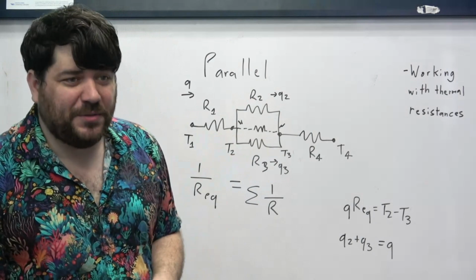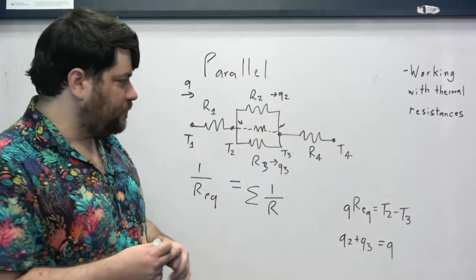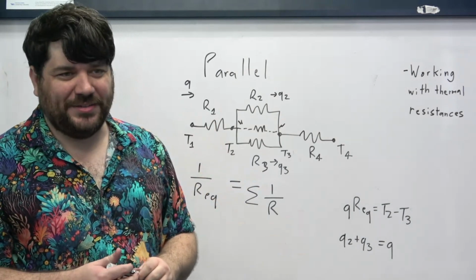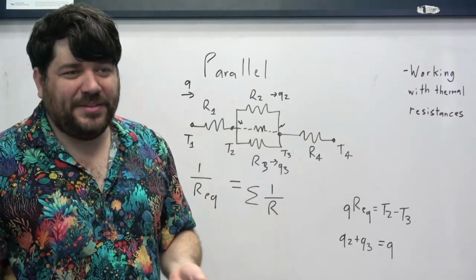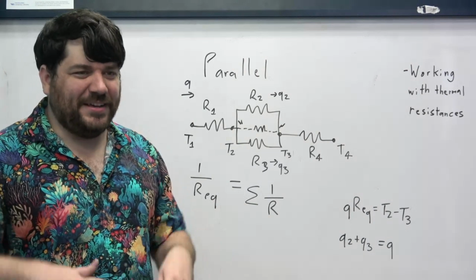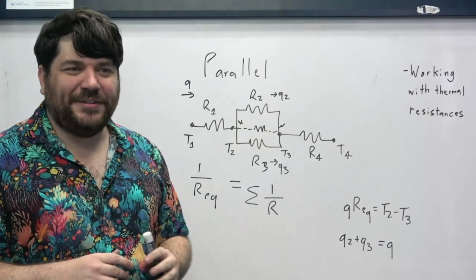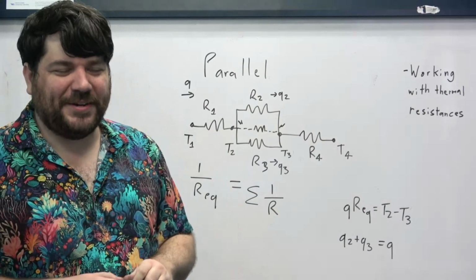And that also tells you something about how you want to set up composite thermal systems if you want to maximize or minimize heat transfer. If you want to minimize heat transfer, set them up in series. If you want to maximize heat transfer, set them up in parallel, right? Give the heat more different ways to be transported through your system, right?